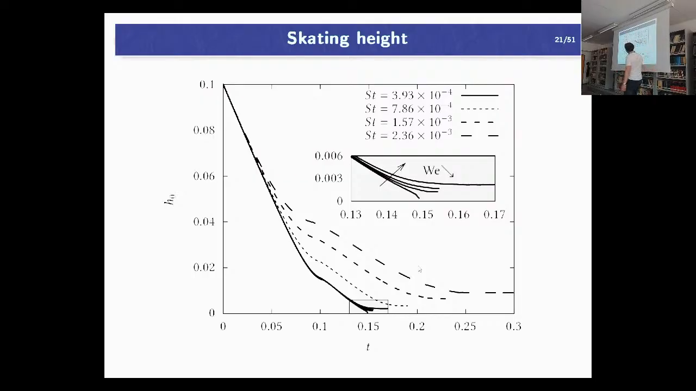So if I plot the minimum film thickness as a function of time, you see that there is a plateau that depends on the Stokes number, the viscosity in the gas. And the higher the Stokes number, the higher the thickness of the film, which looks quite logical. And if we increase the Weber number, we also have a small effect, but it is much smaller than the effect of the Stokes number.